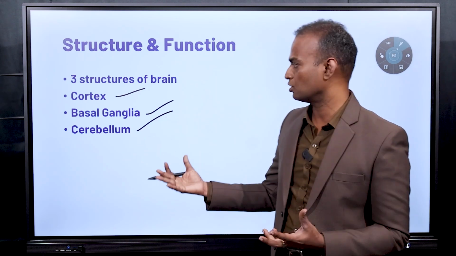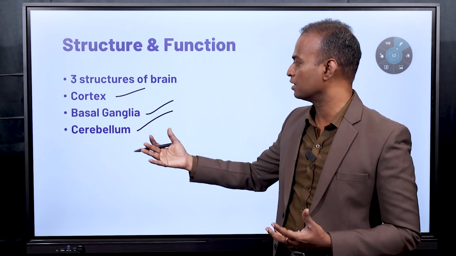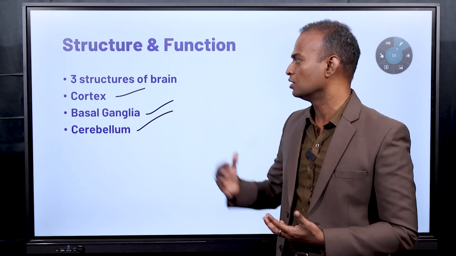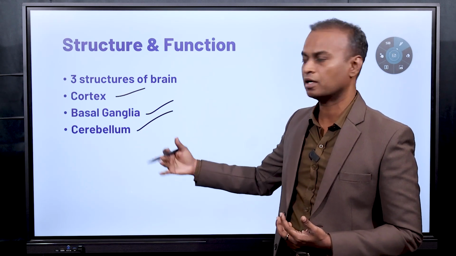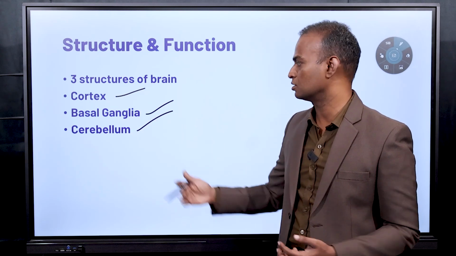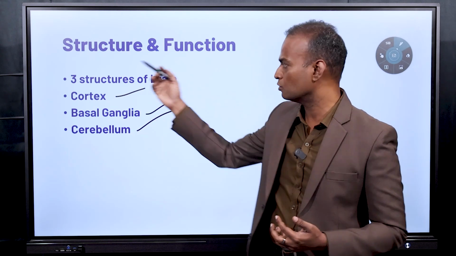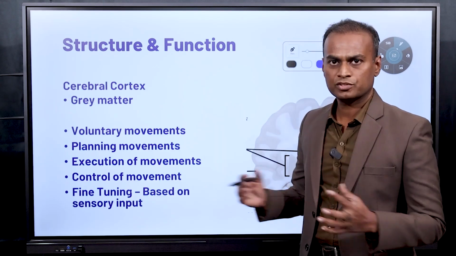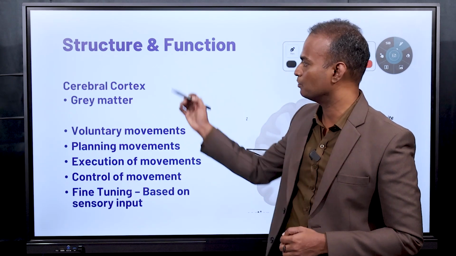What is the structure of cortex, basal ganglia, cerebellum, and what are their functions? When we study this, we can understand that if this is damaged, this function is lost. If this is damaged, this function is lost. So you can go deep into it. First structure we have to understand is cerebral cortex.